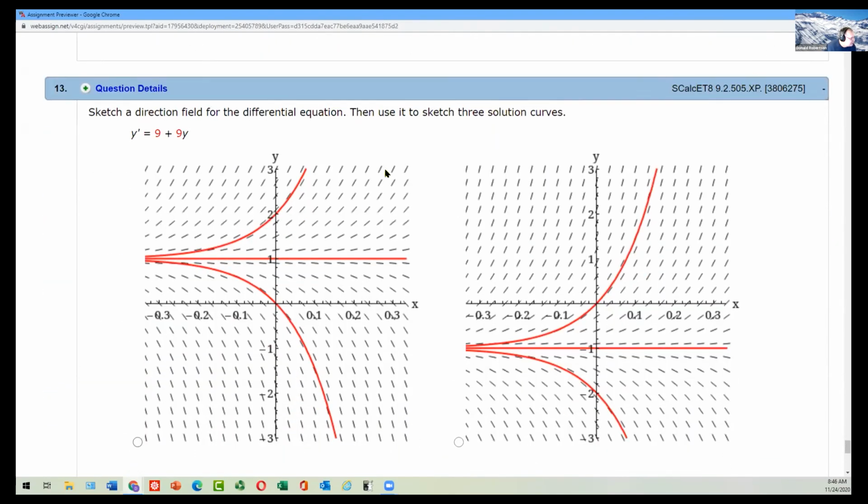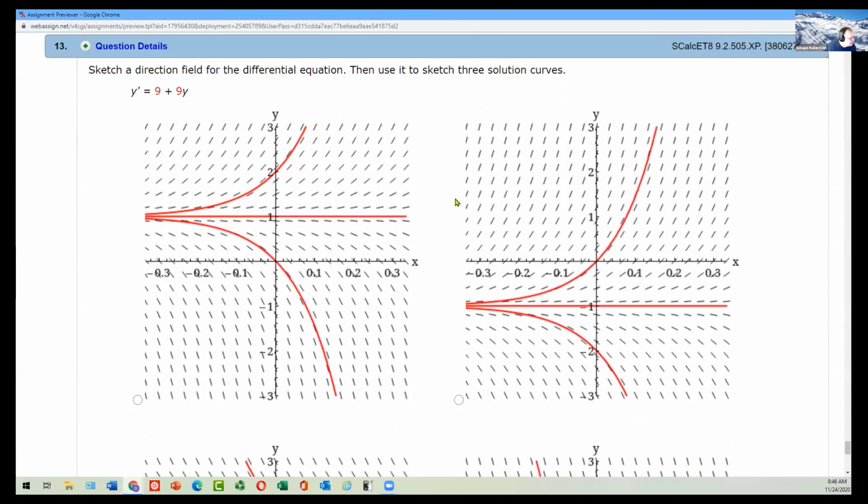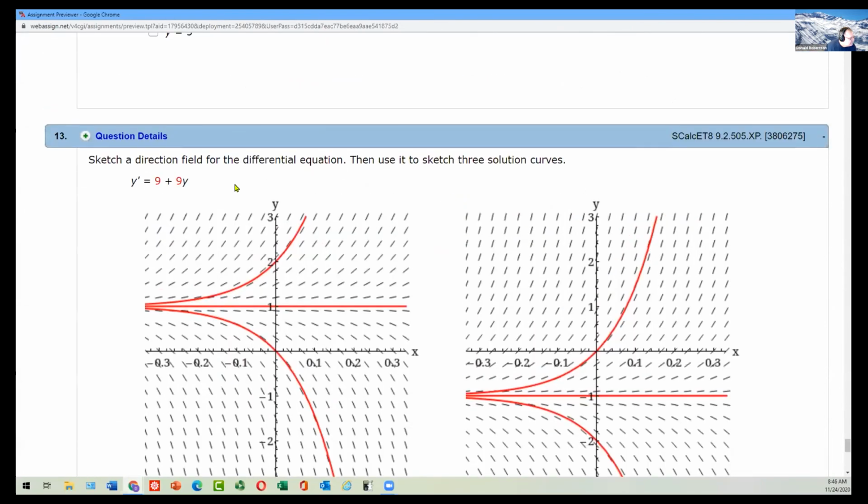Here's another guy. Pick 3 solutions and see which one it is. Right, this one says 9 plus 9y. I think I'll do that one. So that's going to be our last one for today. So I've just typed into that piece of software the differential equation.